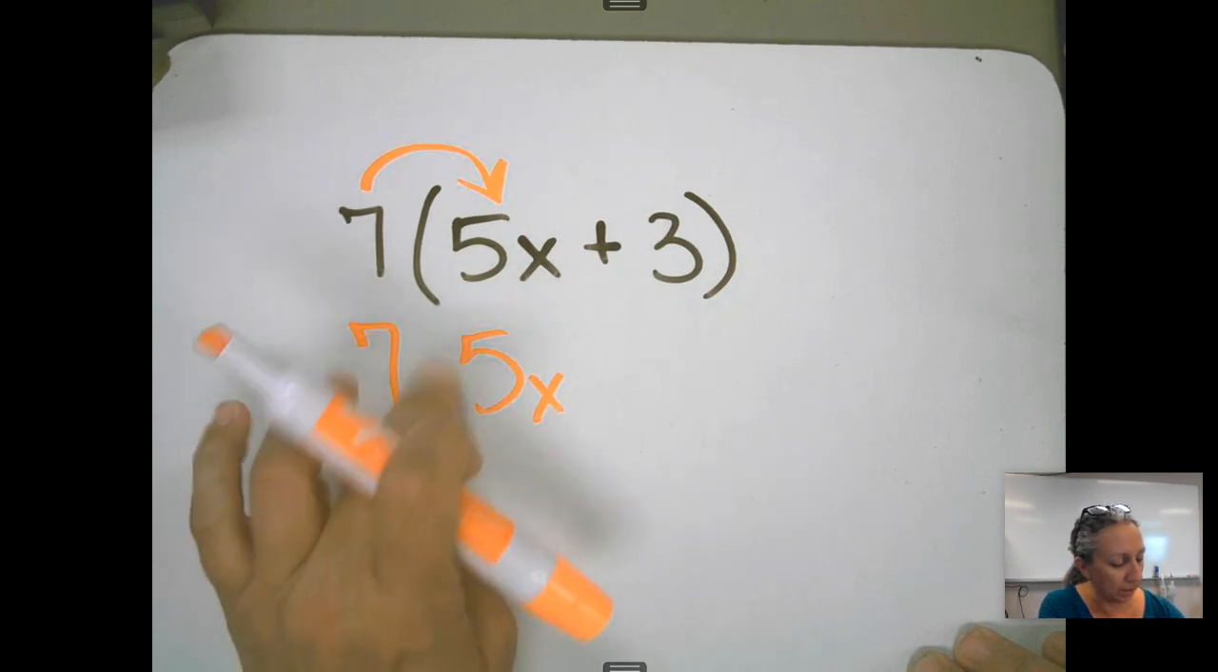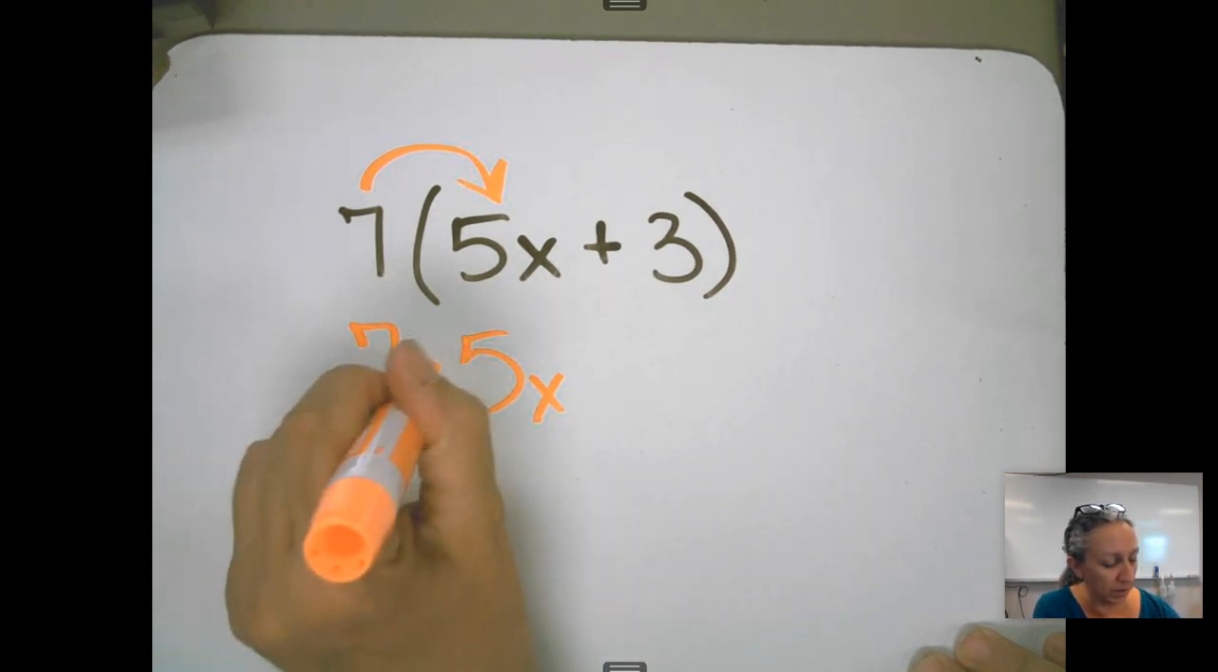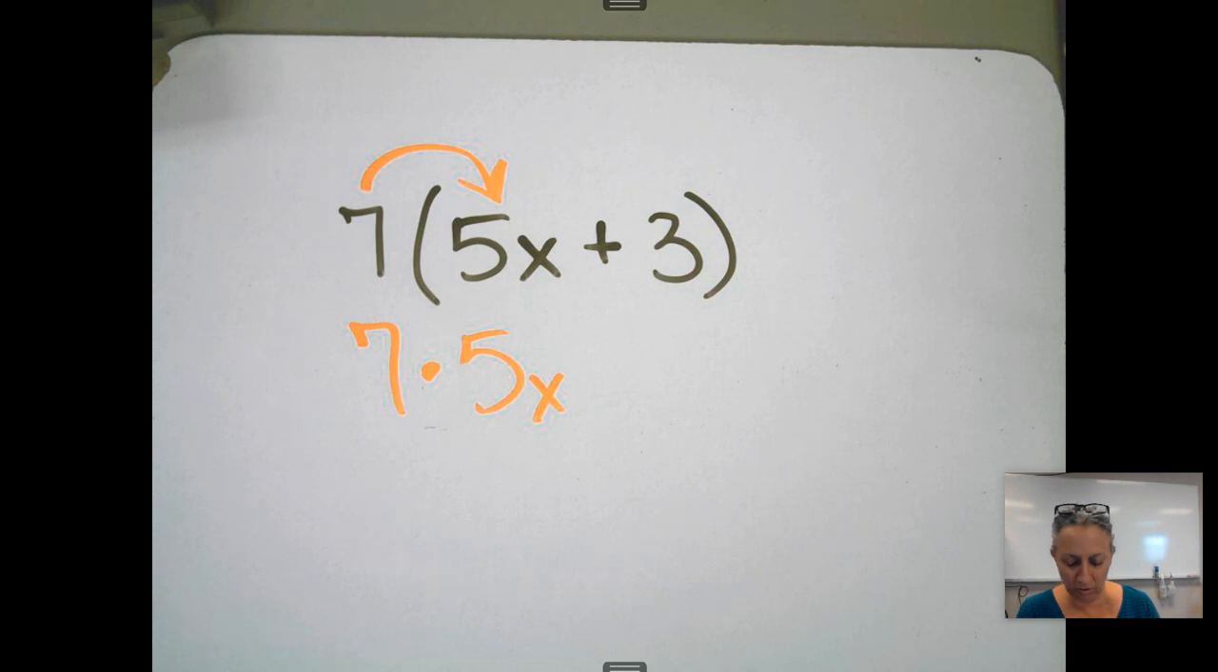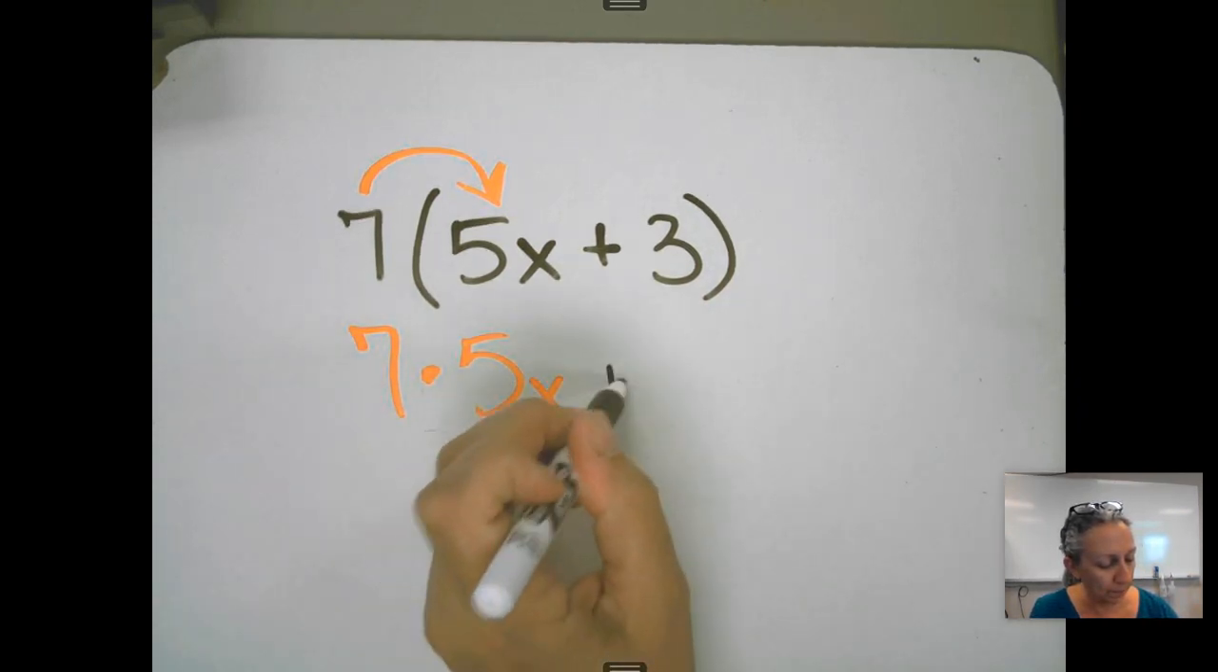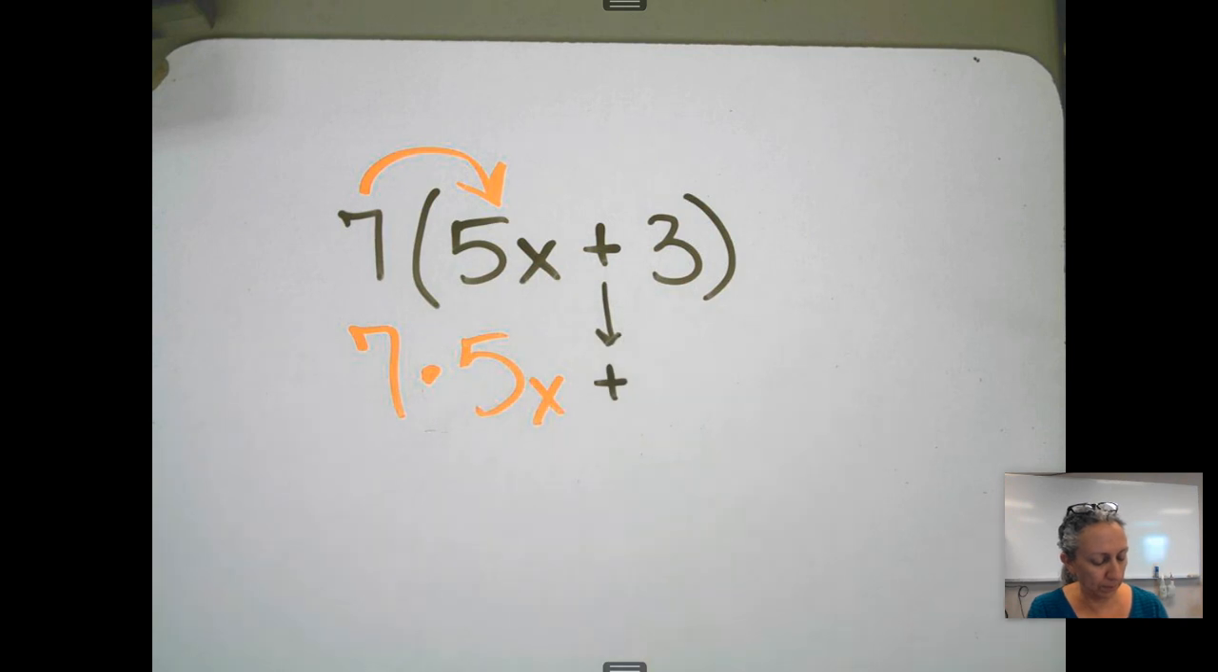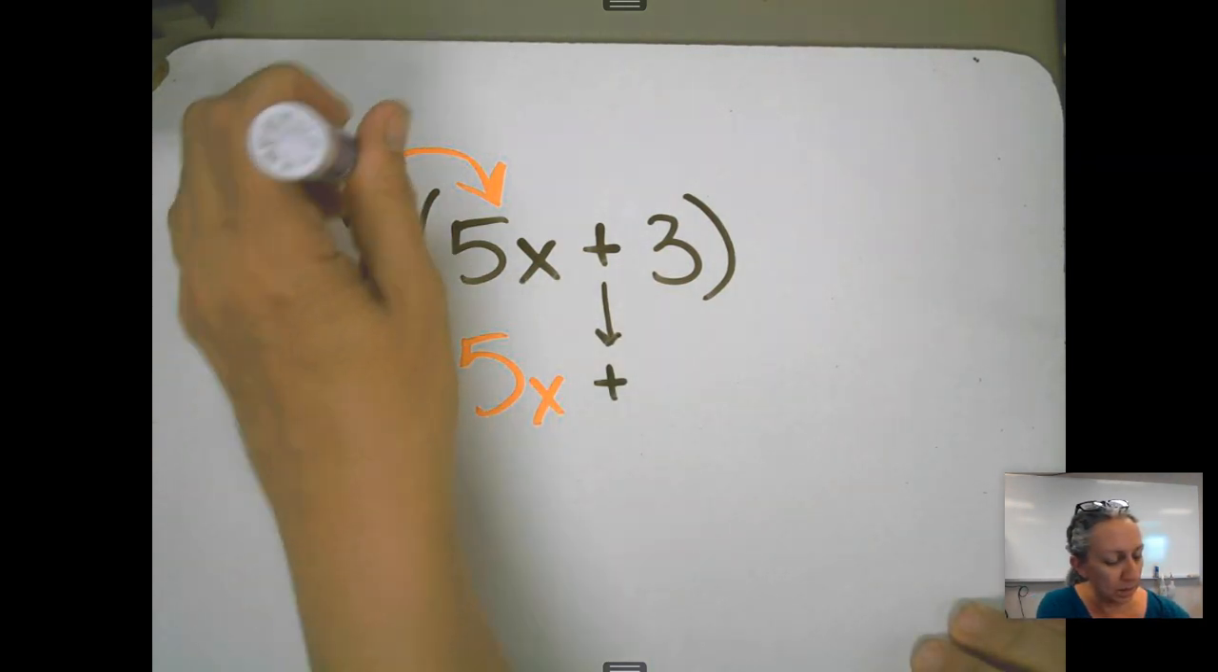I'm going to use a little dot to mean multiplication so we don't get our x's and our multiplication signs confused. And I have to add still. That plus sign comes straight down, right? And then I have to multiply the 7 times the 3 in there.